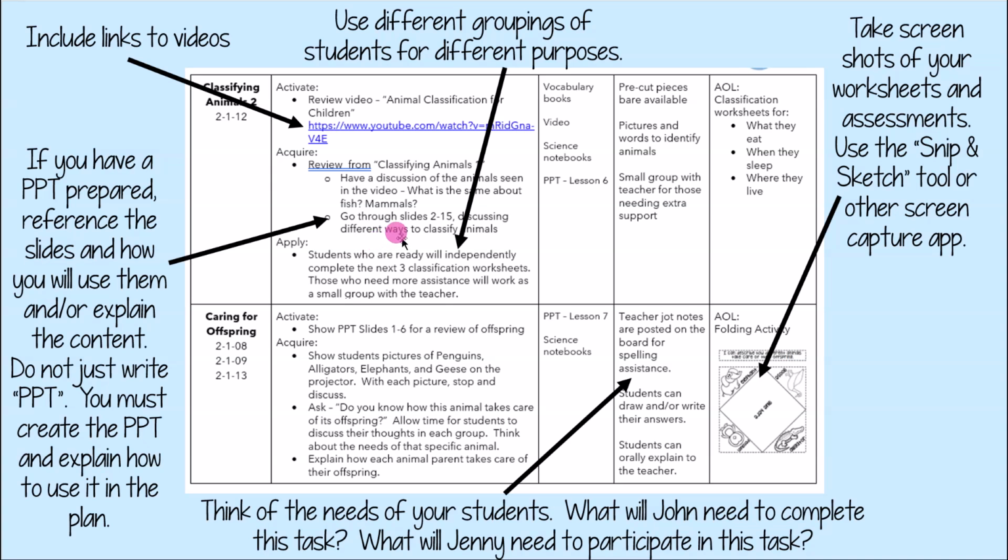Because again, any teacher could pick this up. So your unit plan must include the PowerPoint and then an explanation of how to use those slides in the PowerPoint.